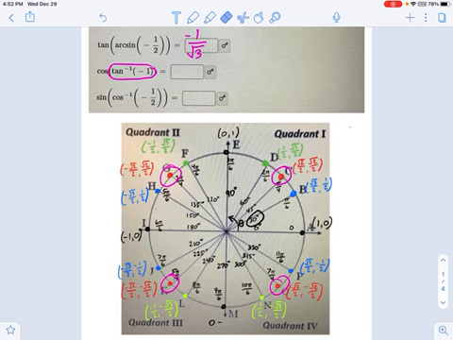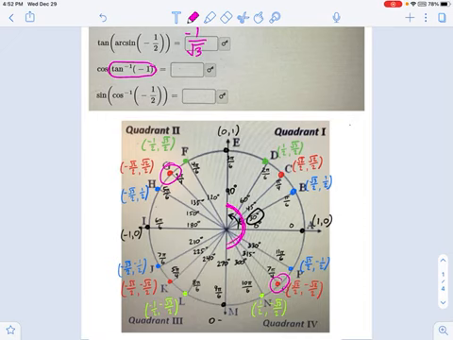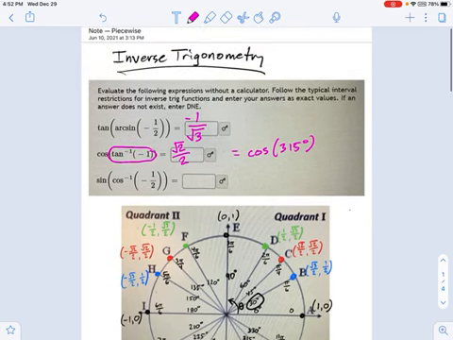Now, the negative ones are quadrants 2 and 4. And then you have to remember that inverse tangent is limited to quadrants 1 and 4, not quadrant 2. So that means our answer is going to be 315 degrees. So this is going to be cosine of 315 degrees, which according to the x value for that position is radical 2 over 2. And that's the way you go through this. You find your angle first, then you plug that into the trig function on the outside of the parentheses.